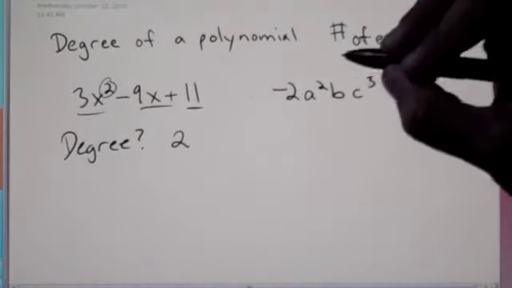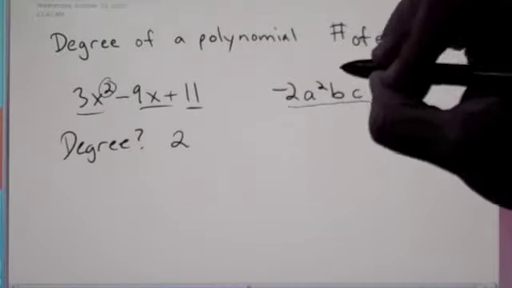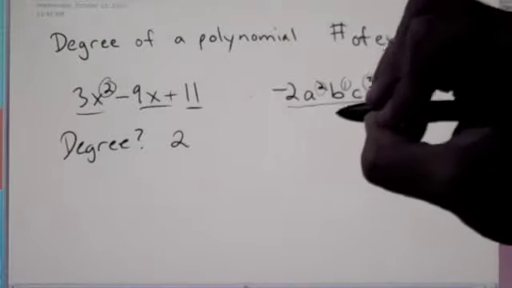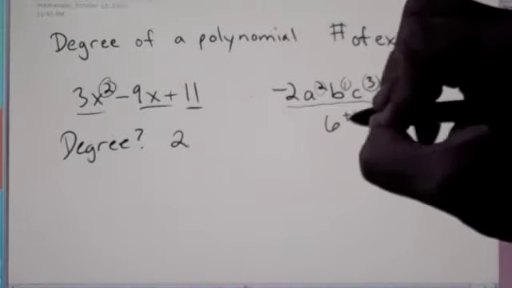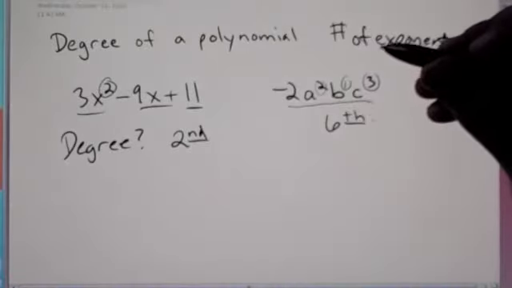And I say, what's the degree of this polynomial? This is all technically one term. So we're going to add all the exponents. We have 2, we have invisible 1, and 3. So this is a 6th degree polynomial. Okay? It's a 6th degree polynomial.